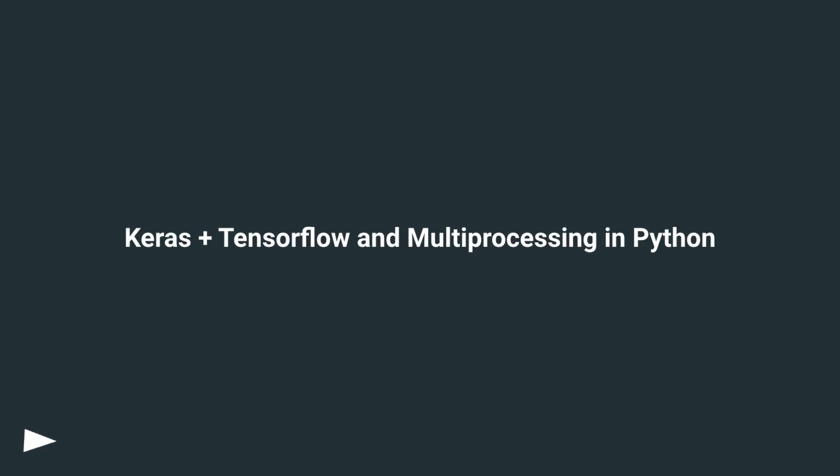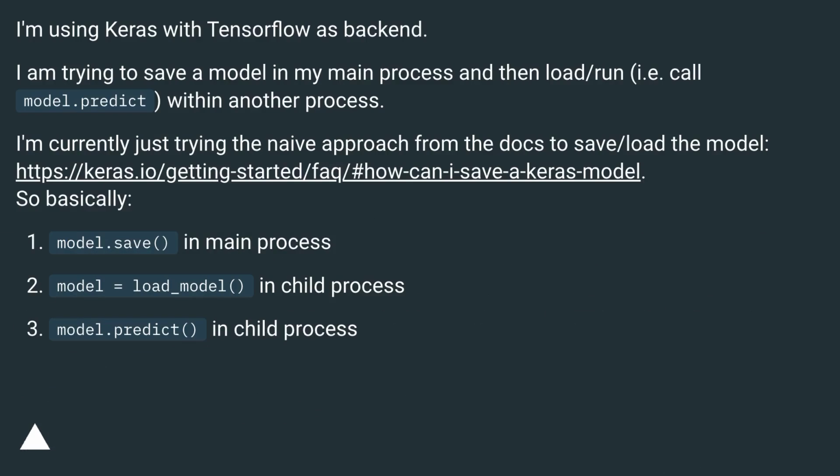Keras plus TensorFlow and multiprocessing in Python. I'm using Keras with TensorFlow as backend. I am trying to save a model in my main process and then load/run, i.e. call model.predict, within another process. I'm currently just trying the naive approach from the docs to save/load the model, this URL.